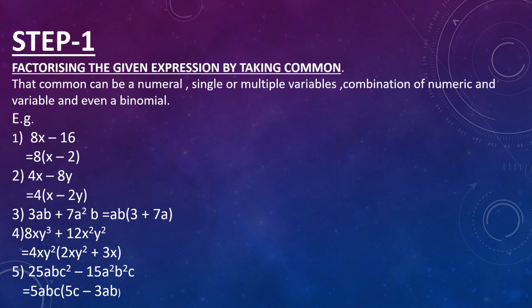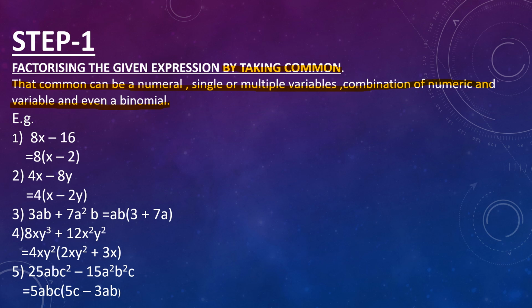The first step towards the factorization process: factorizing the given expression by taking common. Children, this is the first step towards factorization where you can take only common. That common part can be a numeral, single or multiple variables, a combination of a numeral and variable, and even you can take a binomial as common. So any of these can be taken common. To show you this, I have taken some examples.